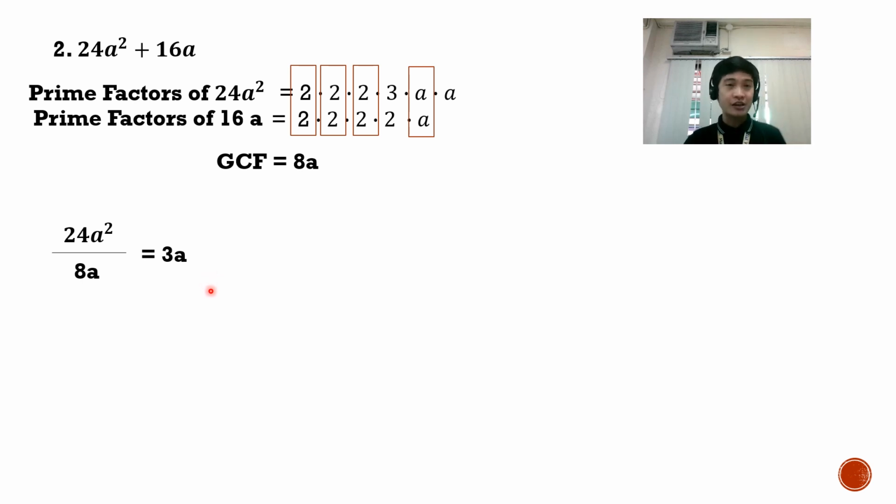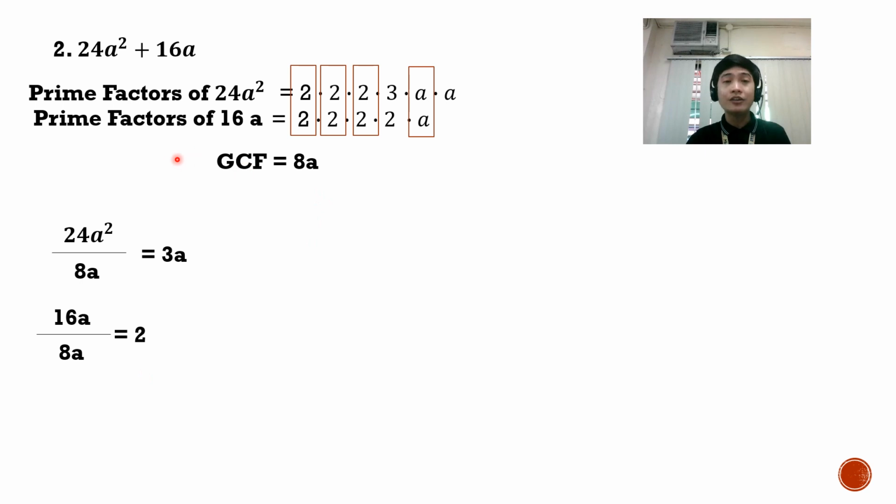Yun din ang proseso na gagawin natin kay 16a. So 16a, i-divide sa kung ano ang nakuha nating GCF. And that is 8a. So basically, that is 16 divided by 8 and then a divided by a. So that will give us 2. Bakit po? 16 divided by 8, that's 2. Dahil same term lang naman si a over a, kinansela natin yon. Kaya 2 ang naging sagot natin dito.